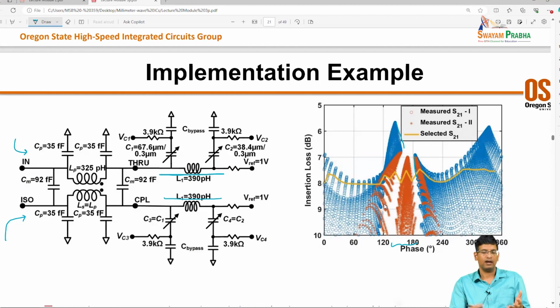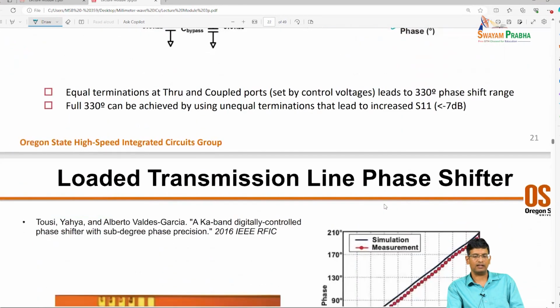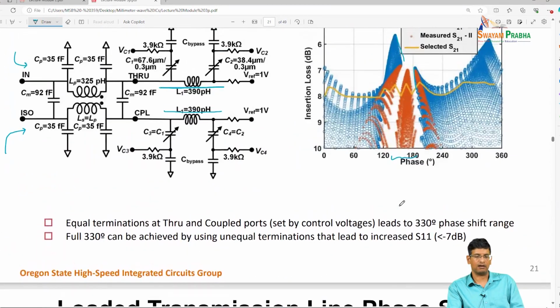So 180 degrees is typically very comfortable to achieve with this reflection type phase shifter. People have demonstrated phase shifters all the way from 20 gigahertz to beyond 100 gigahertz with 180 degrees phase variation with different network loads. So that's very feasible. Going all the way to 360 with one phase shifter is very challenging. So what we end up doing is combining this with some other phase shifters to get a full 360 degree range.